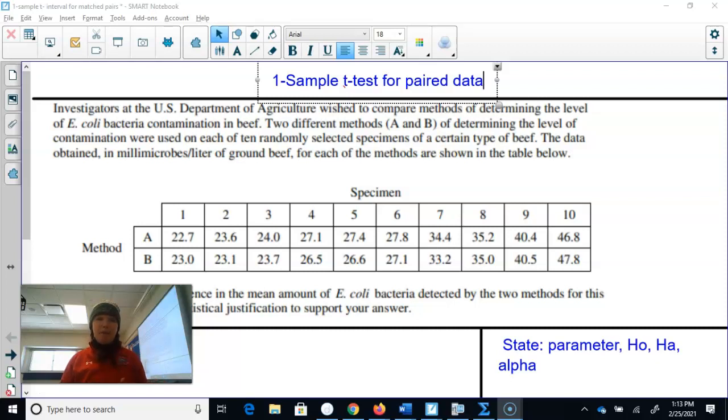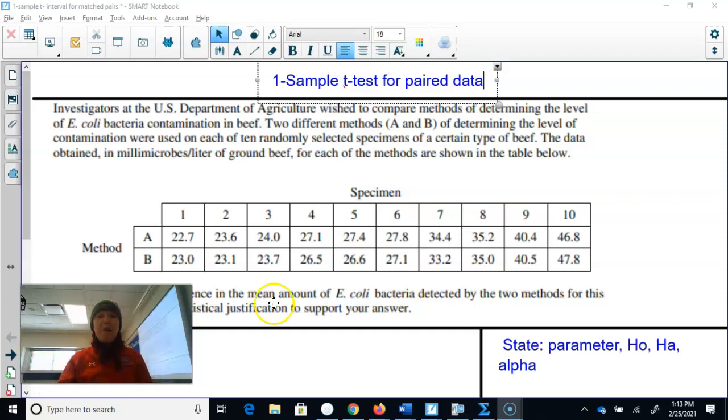Investigators at the U.S. Department of Agriculture wish to compare methods of determining the level of E. coli bacteria contamination in beef. Two different methods, A and B, of determining the level of contamination were used on each of 10 randomly selected specimens of a certain type of beef. The data obtained in millimicrobes per liter of ground beef for each of the methods are shown in the table below. Lots of words there, guys.